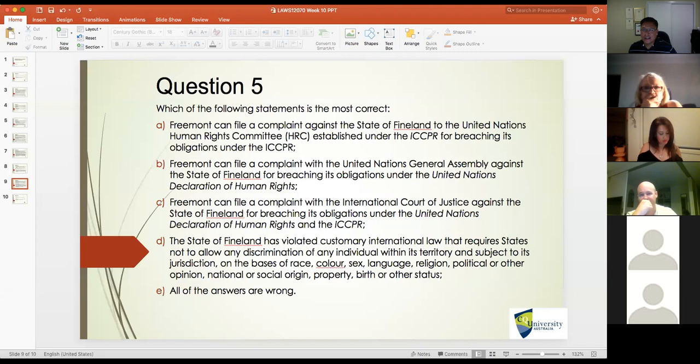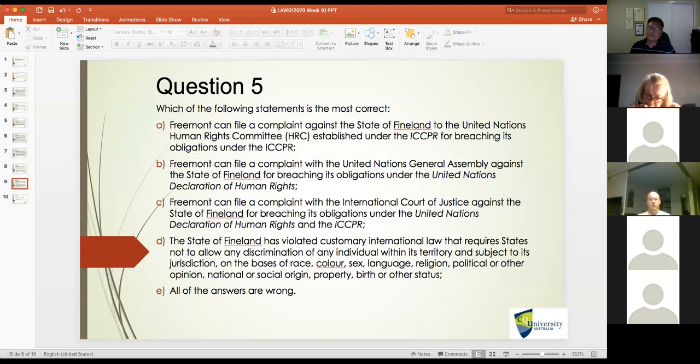We have several students who think the answer is E. All of the answers are wrong. Yeah, Mandrew. So I ruled out the D, C, B for the same reason as Kathleen did. And I ruled out A because that only states can apply. That's the correct answer. So under the International Covenant on Civil and Political Rights, only states can file a complaint against another state with the United Nations Commission on Human Rights.